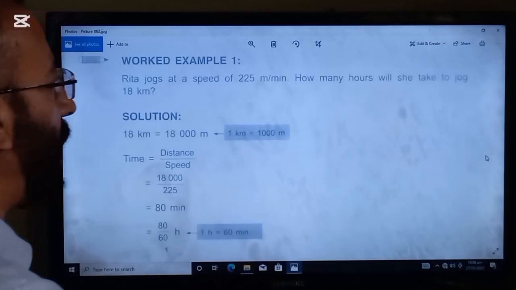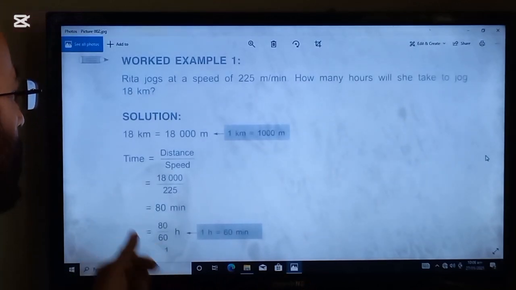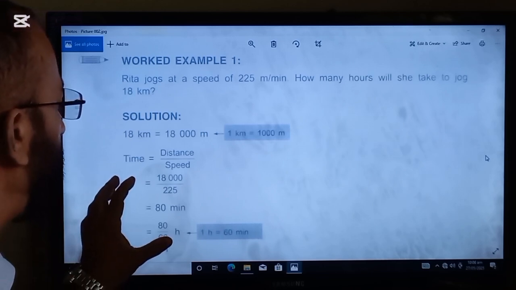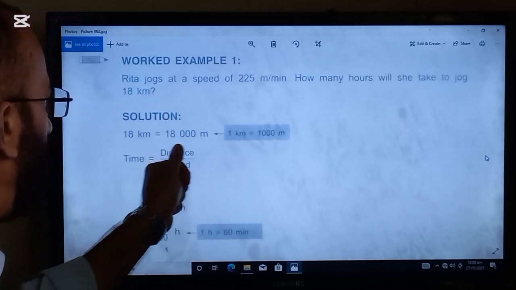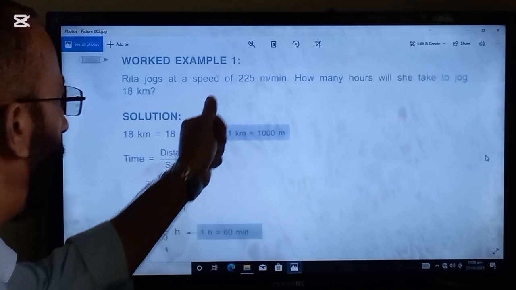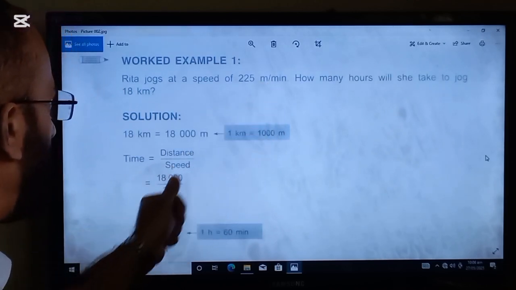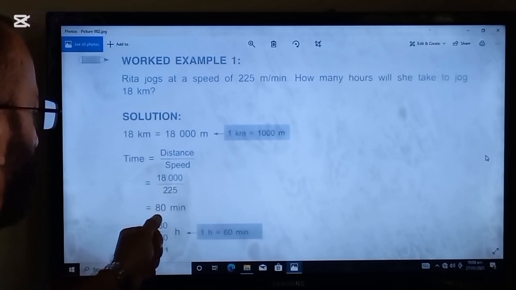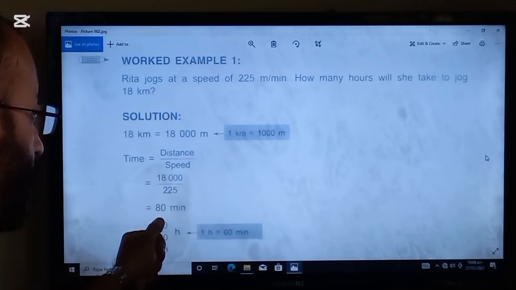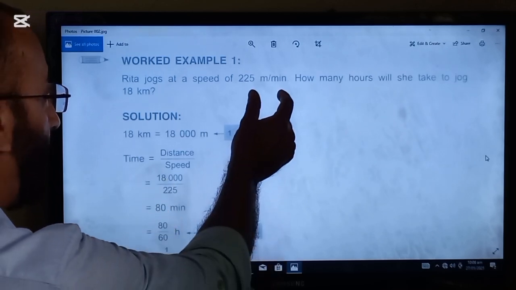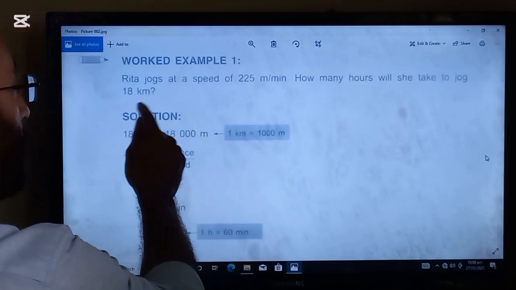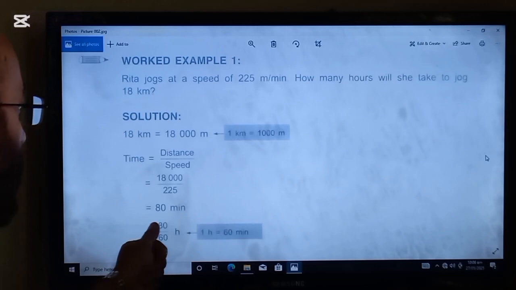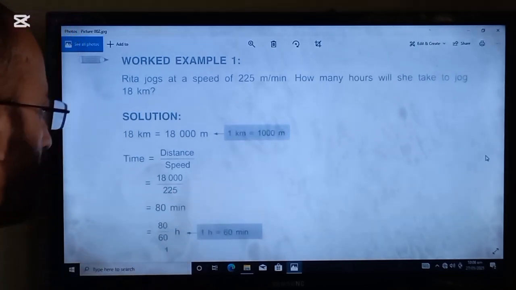Because time is the requirement now, the formula is time is equal to distance over speed. Now we will put values into the formula. 18,000 is the distance and 250 meters per minute is the speed. After solving it, you will get an answer of 80. The unit will be minutes because the speed is in meters per minute and the distance is in meters in the question. So 80 will be in minutes now.